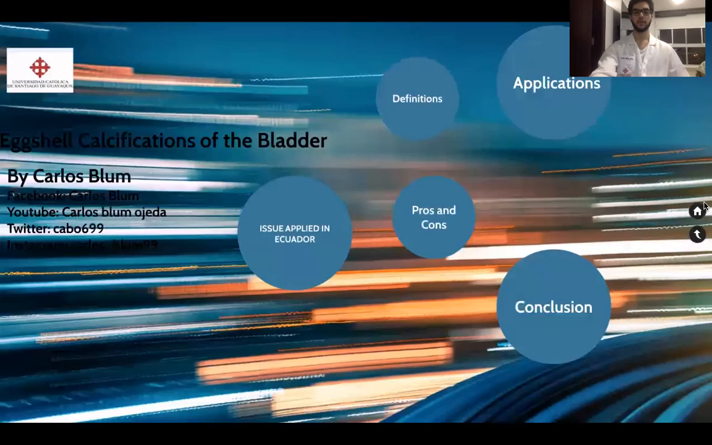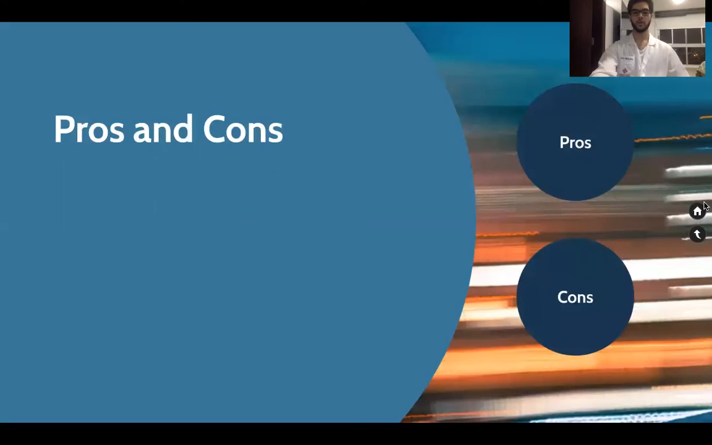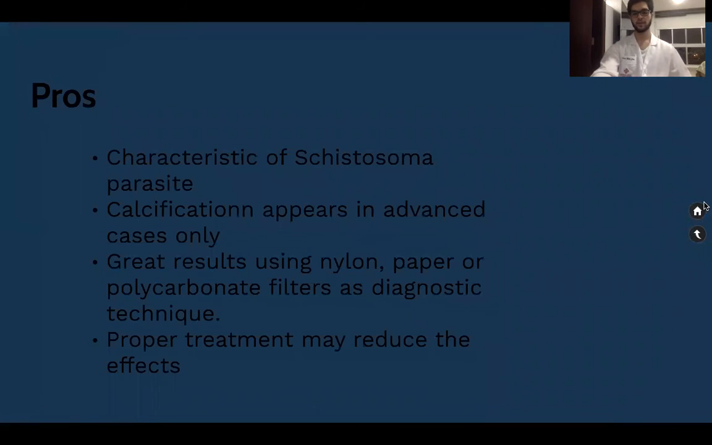Now, talking about the pros and cons: eggshell calcification of the bladder is the most characteristic of the schistosoma parasite. Knowing this, we know that calcification appears in advanced cases only. There are a number of diagnostic techniques, and the one with the best results uses nylon or polycarbonate paper filters to identify the eggs in the urine. Proper treatment may reduce the effects of this parasite on the body of the patient.